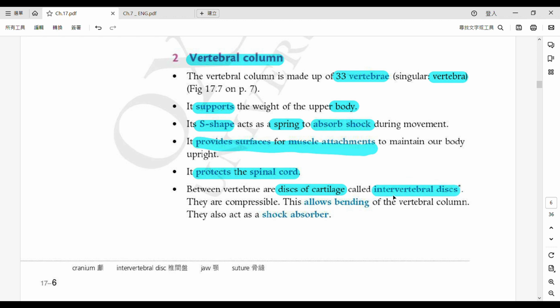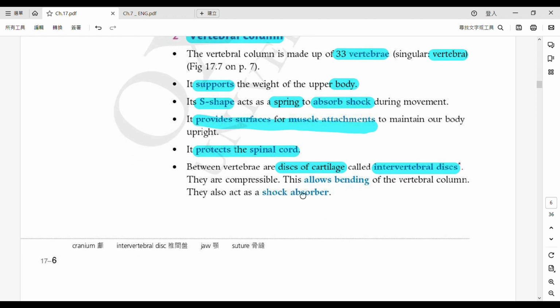Write it down: intervertebral discs. Inter means in between. In between the vertebrae, you will be able to find these discs of cartilage. You will see slices of soft cartilage, so we call them intervertebral discs. Of course they are cartilage, so they are compressible and elastic. Therefore, your vertebral column is allowed to bend.